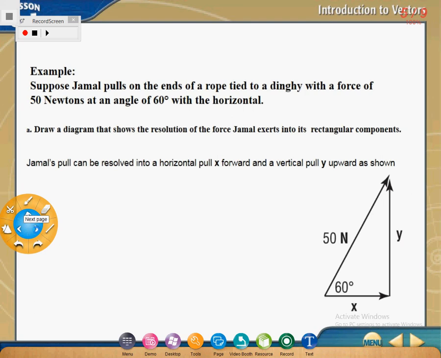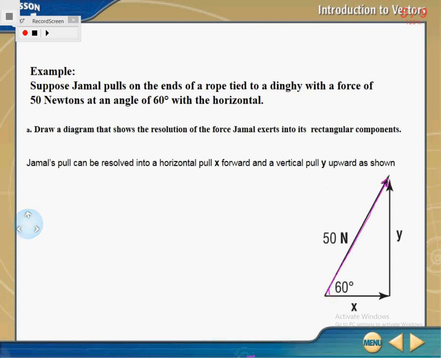We just have to know the meaning of the x and y components. Suppose Jamal pulls on the end of a rope tied to a dinghy with a force of 50 newtons at an angle of 60 degrees with the horizontal, and he wants us to graph it. We already have the graph. This is the rope, it's tied here, and the angle is 60, as you can see. The force is 50, which means the magnitude of the vector is 50.